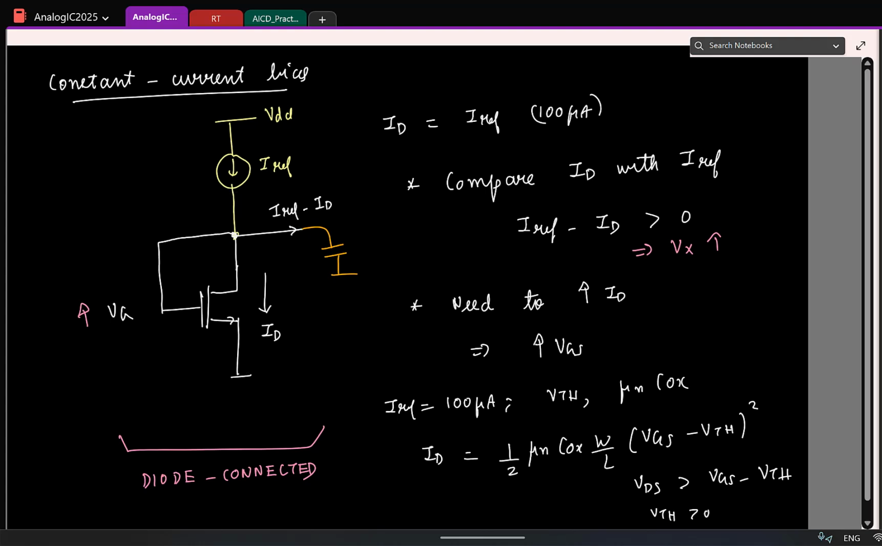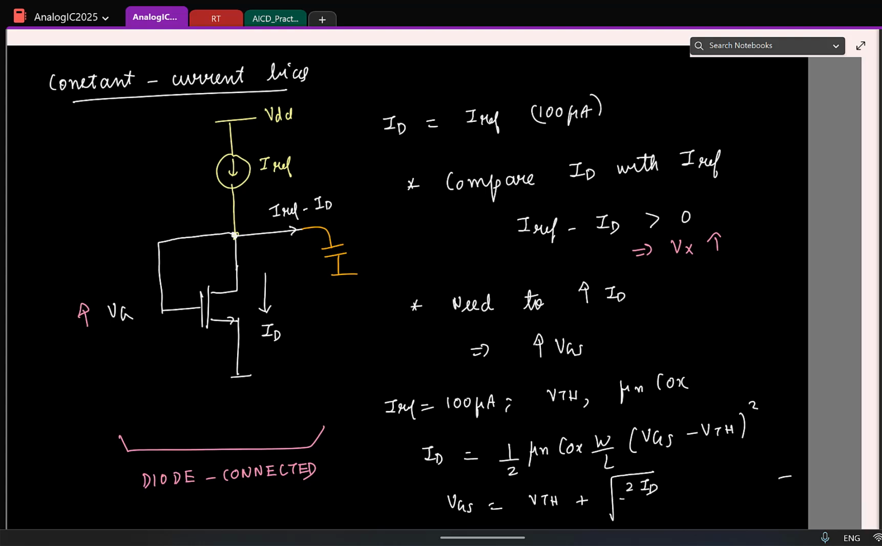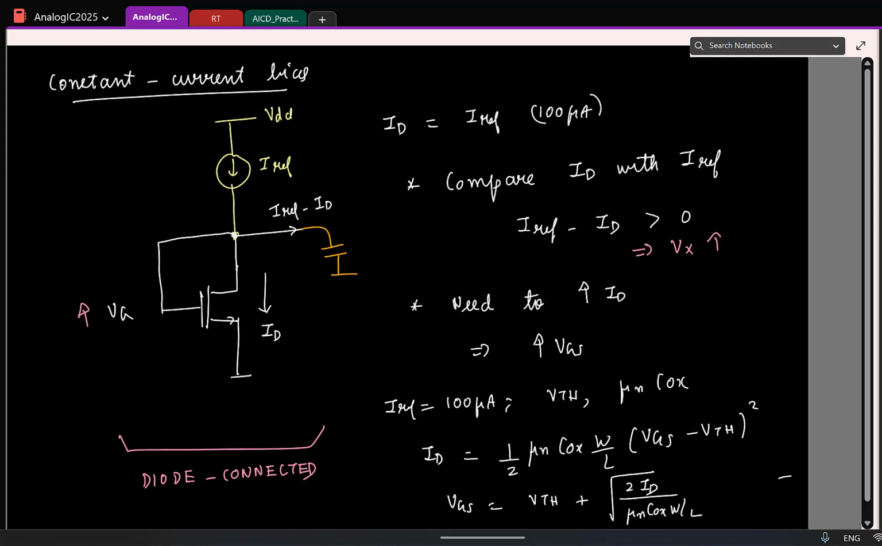Okay. So now we know the current equation. We can basically find what is the VGS. VGS will be the threshold plus square root of 2 ID by mu and C OX. I'm just rewriting this equation.